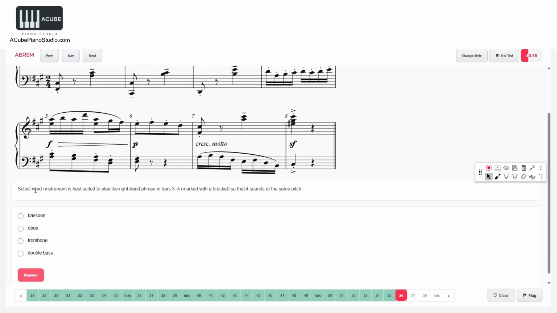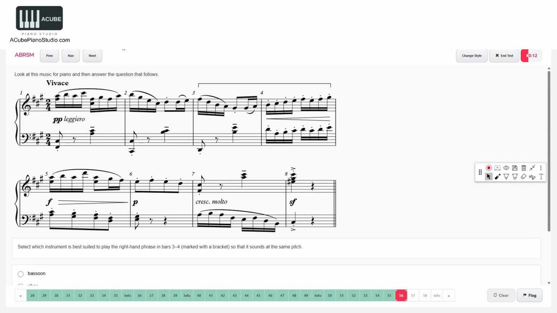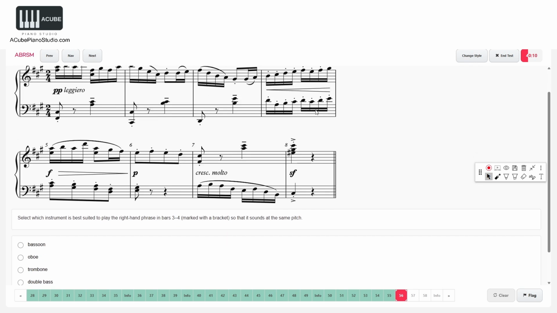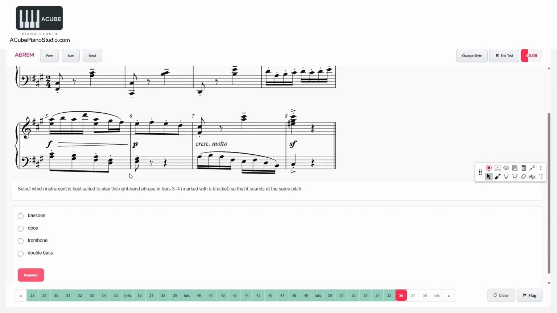Next, select which instrument is best suited to play the right hand phrase in bar 3 and 4. Bar 3 and 4, it is going to be treble clef, right? So we first eliminate those that play in bass clef. So bassoon, bass clef, trombone, double bass, no, oboe. So the only answer possible is oboe. Okay, next.